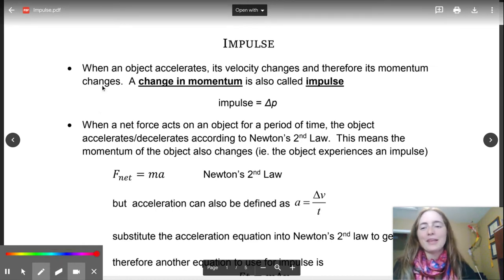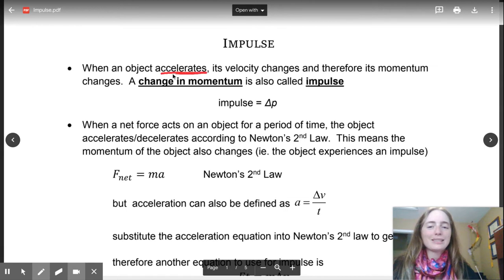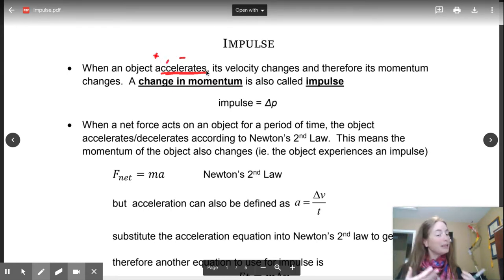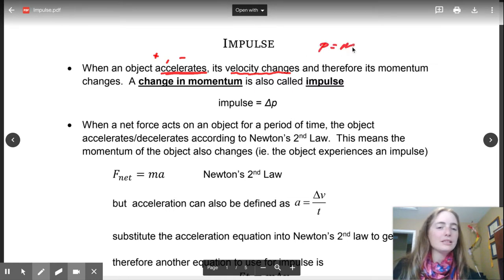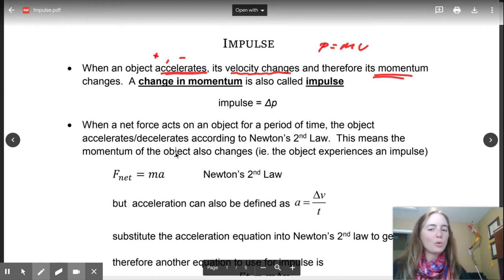So, ladies and gentlemen, when an object is going to accelerate, now remember when we say accelerate, we can mean positive acceleration or negative acceleration. So, speeding up or slowing down both means accelerate. So, our velocity is going to change. And remember that p is equal to mv for our momentum. Well, if our velocity is going to change, its momentum is going to change as well. So a change in momentum is defined as impulse.